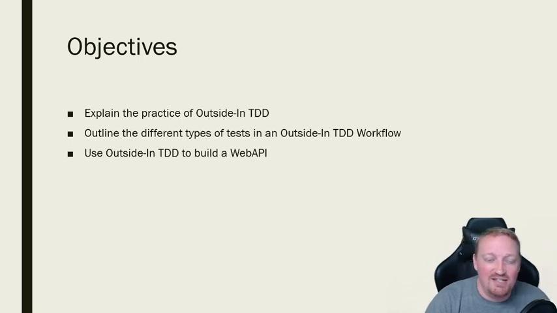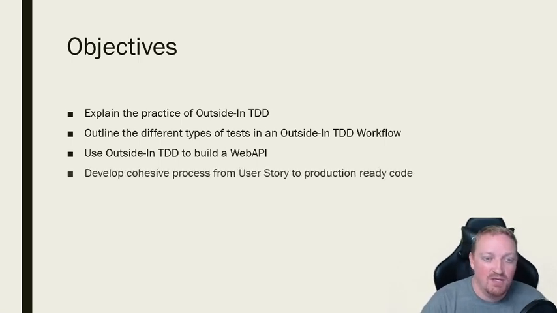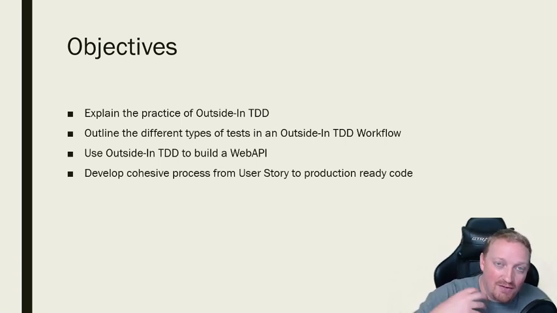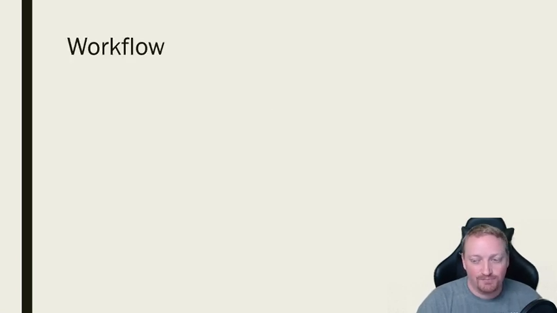We have Outside In TDD to build web APIs. So you should be able to, by the end of this video, understand how to use the same process and apply it to your own web API building. We're going to develop a cohesive process. We're going to talk about how this process really fits in well together with taking those user stories and turning that user story into production-ready code, because there's this whole pipeline of things that we do from user story to production code, and you'll see how Outside In TDD really makes this happen.